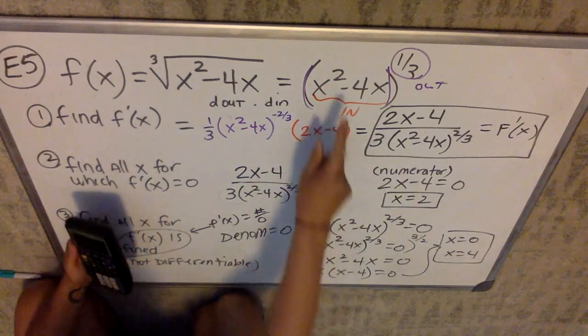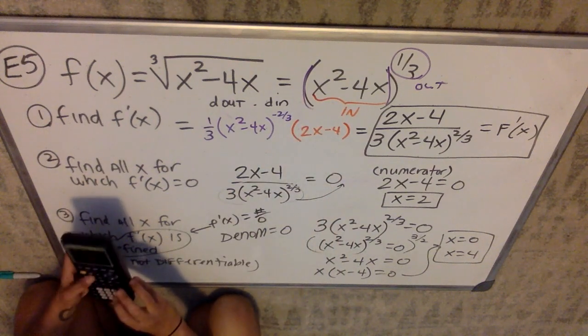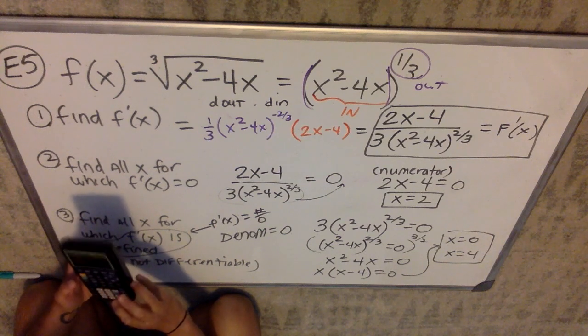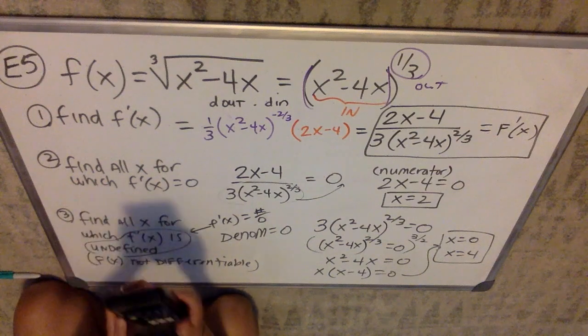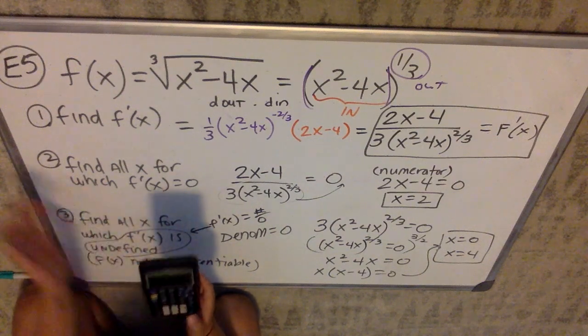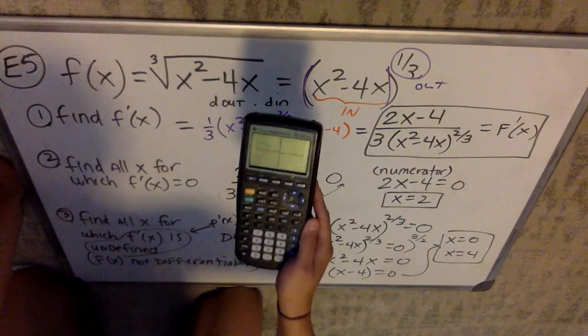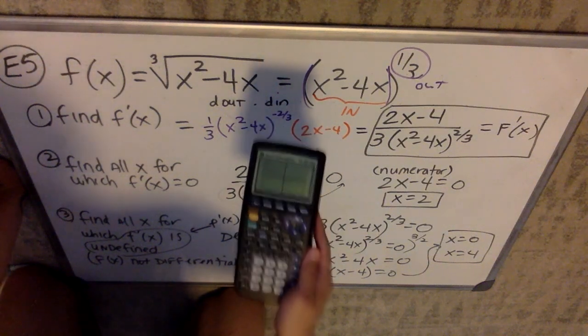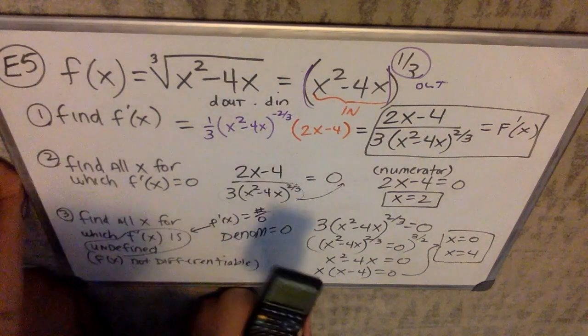Okay. So if I show you what this looks like, if I want to put this in my calculator, you're actually going to put it in like this. So you're going to put in the x squared minus 4x in parentheses, caret 1/3. There is a cube root, but it's easier to put in like this. And I'm going to go ahead and zoom 6. So here's what you're going to see the graph look like. Okay, so you're going to see that it actually is a vertical tangent at both of those points.